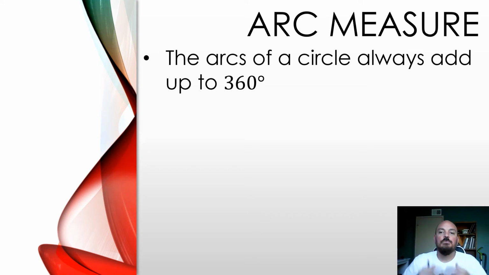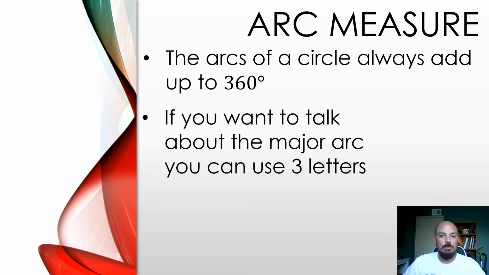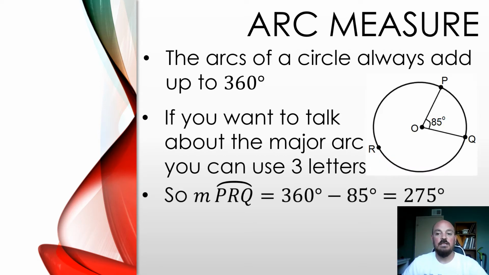All right. One interesting thing about circles is that the central angles of a circle always add up to 360. If you're facing one direction and you turn 360 degrees, you've turned one full rotation and you're facing the same direction again. Now, if there are 360 degrees in a circle, then the arcs always have to add up to 360. So let's say in that picture from before, I wanted to talk about the major arc instead of the minor arc.